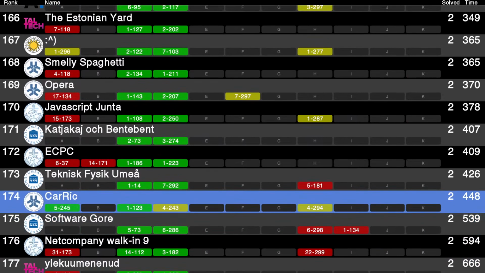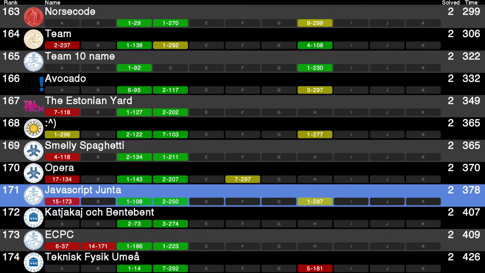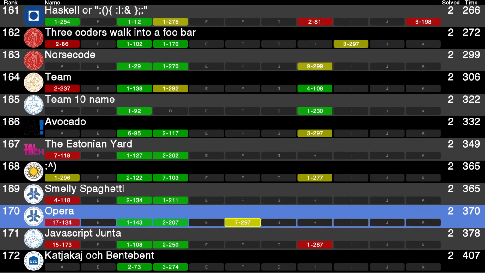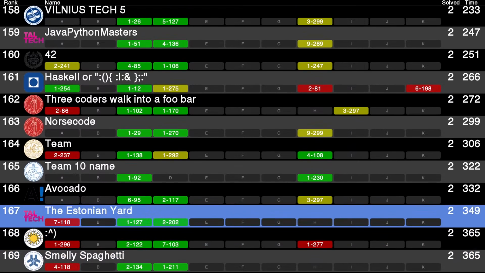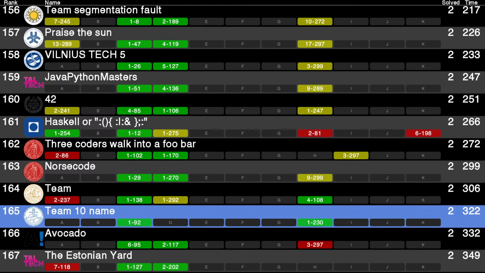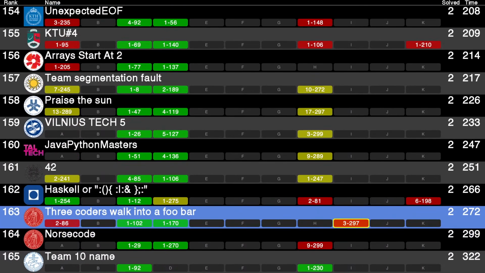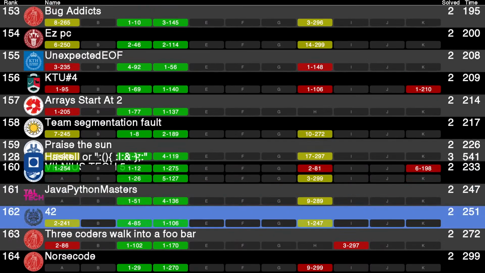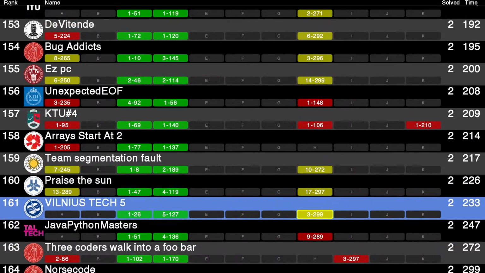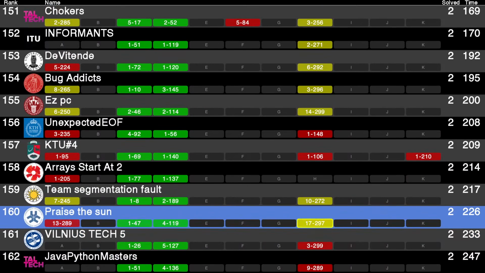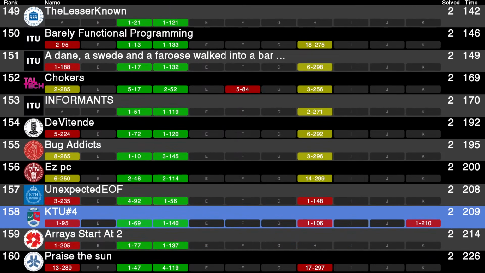Next company walk-in, Software Gore, Carrick gets accepted. Teknisk Fysik are finished. NCPC, Kachakayo Bent, JavaScript Junta, Opera, Smelly Spaghetti, a smiley face with a nose. The Estonian Yard are done. Avocado are done. Team name team Norse Code. 3 coders walk into 42. Get accepted. Java Python Masters, Vilnius Tech again. Praise the Sun. Team Segmentation Fault gets accepted.